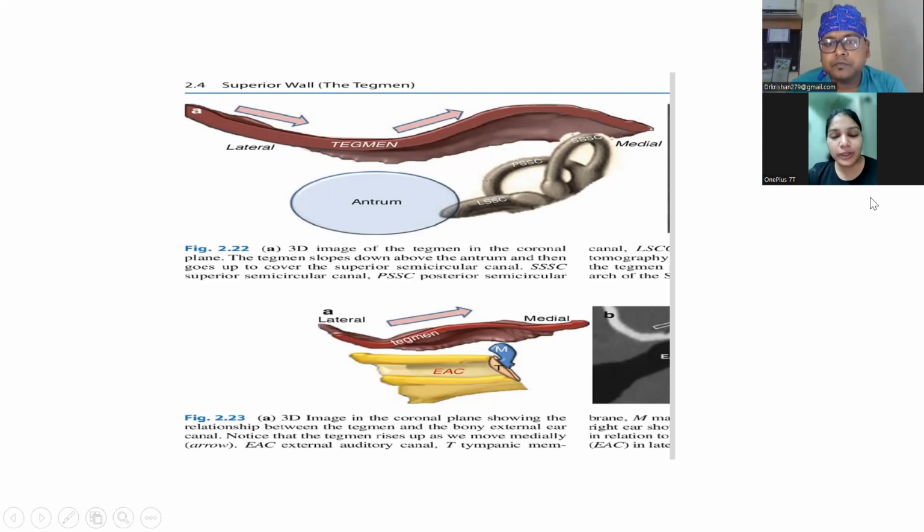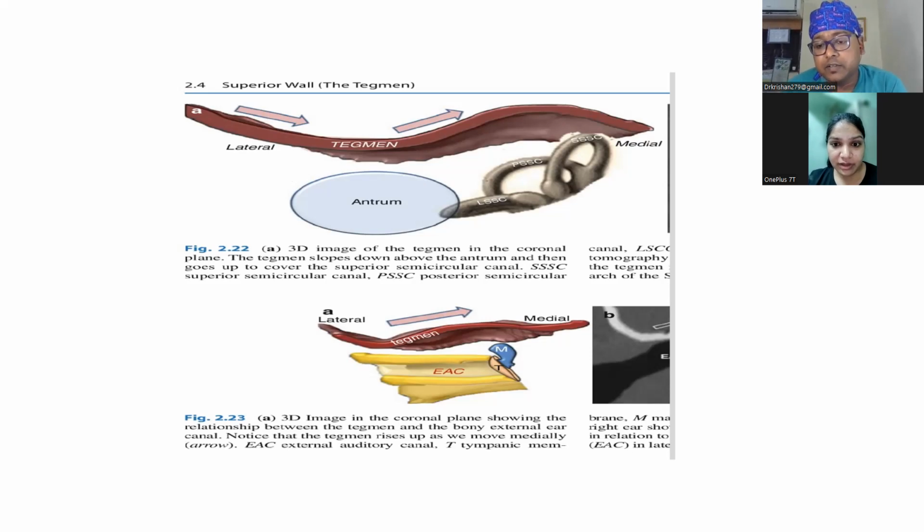So this is also one viva question which is commonly asked in a PG exam. See the second diagram, in which it is a coronal plane showing the relationship between the tegmen and the bony external auditory canal. Notice the tegmen rises up as we move medially. See how medially this has been raised up.